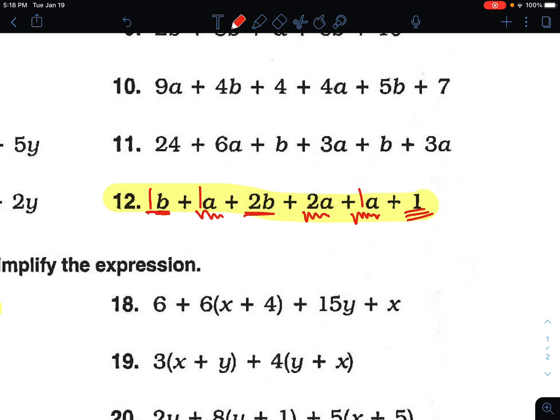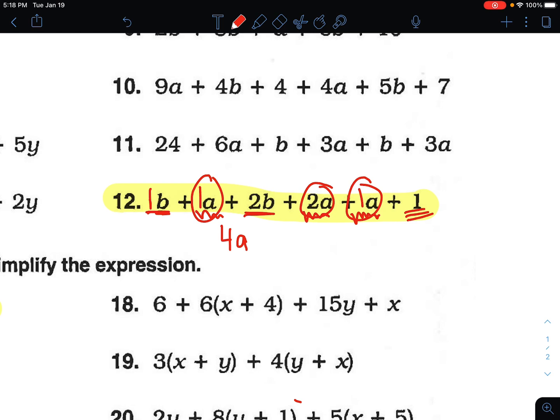You want to do it in alphabetical order, so we want to start with the a's first. So we have 1a plus 2a plus 1a. That's 1, 2, 3, 4. That's 4 a's.